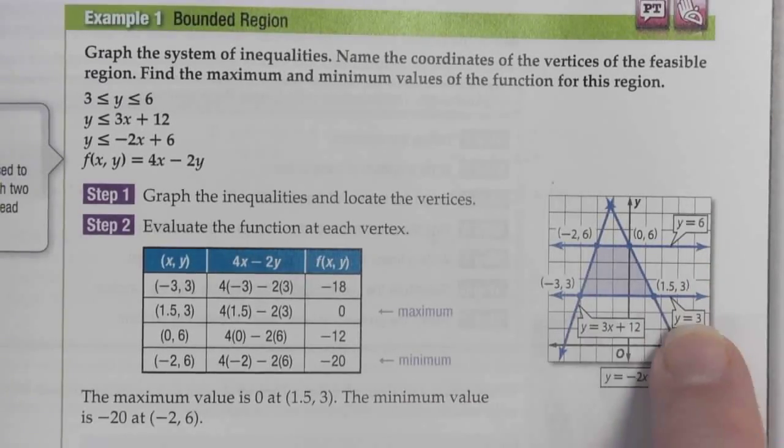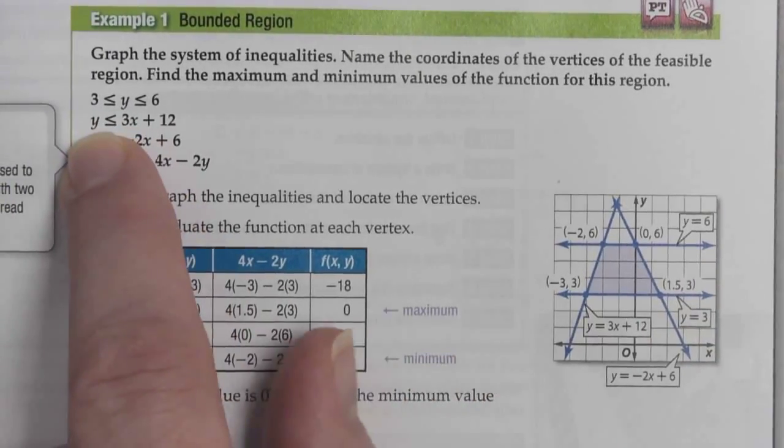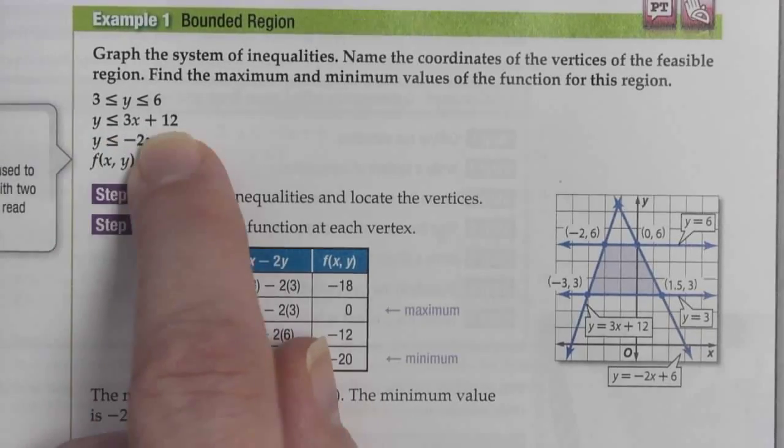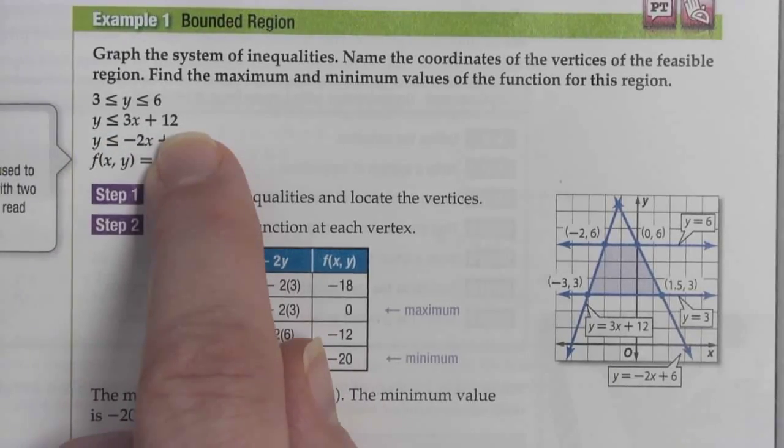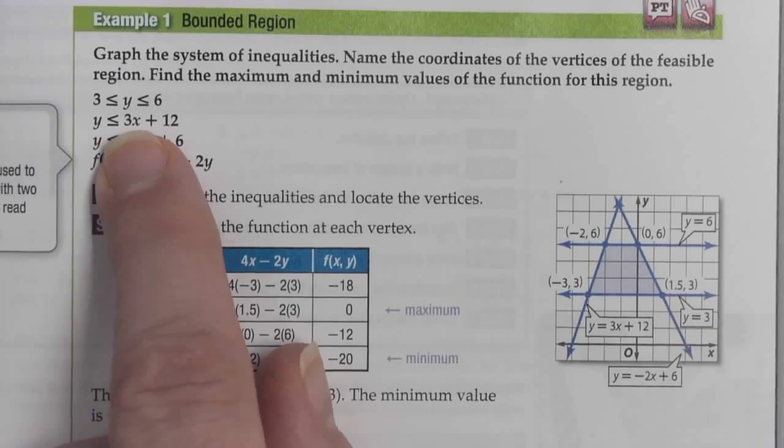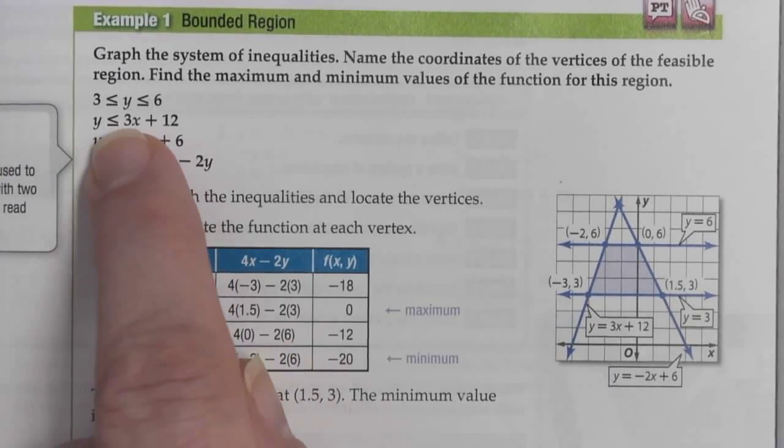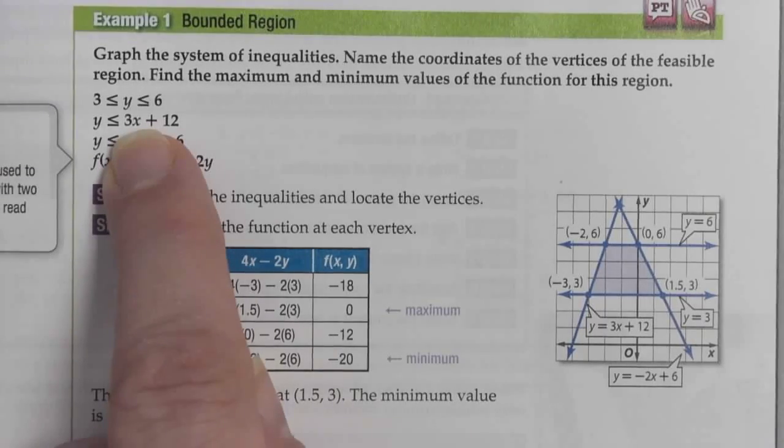But now we have 2 more constraints to worry about. y is less than or equal to 3x plus 12, right? Okay, so how do we graph that? Let's graph the related function, y equals 3x plus 12. Somebody remind me how to graph that. Who wants to do it?